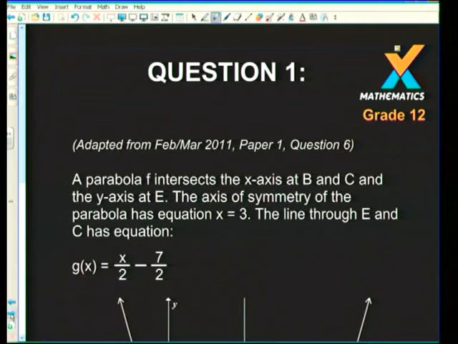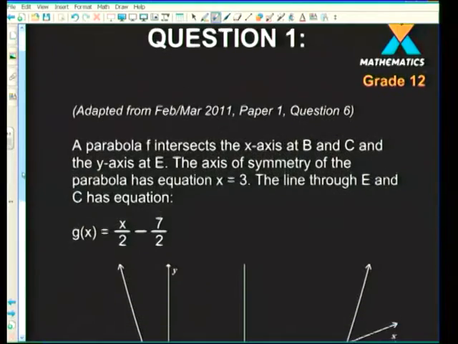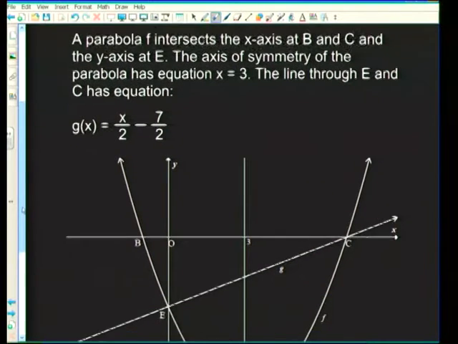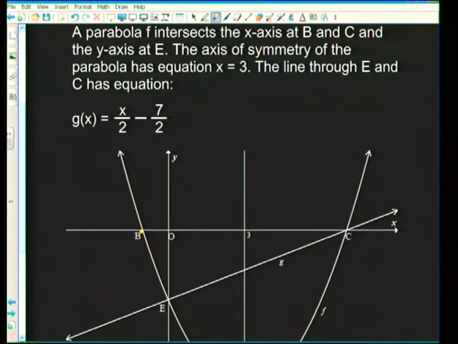So, in the light of that, let's go to the first question and see what it's actually asking us. Right, it's adapted from February-March 2011, paper 1, question 6. And the question says, a parabola f intersects the x-axis at B and C. So we can see there's B and there's C. And yes, that is where the parabola is cutting the x-axis, and the y-axis at E. What they don't mention to us, and this is what's important, is in actual fact there are 2 points shared between the parabola and the straight line.